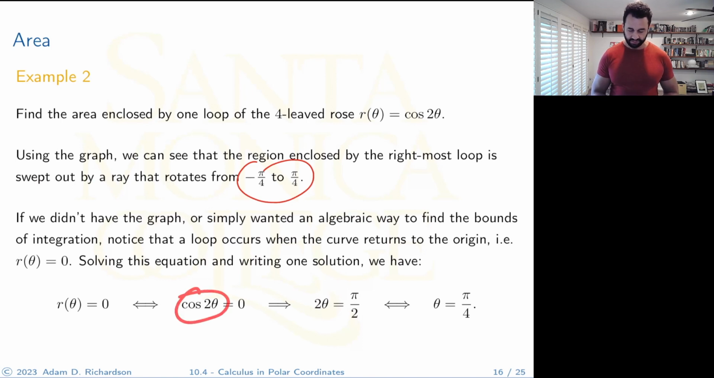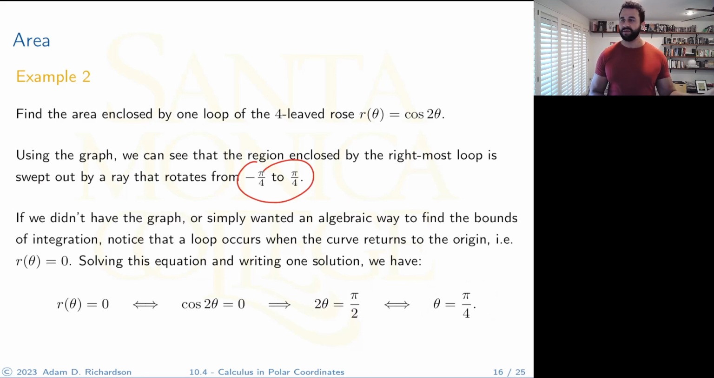That means cosine 2 theta is equal to 0, which means 2 theta equals pi over 2, which means theta equals pi over 4. And then there are multiple repeats, right? So normally you could say this would be plus 2k pi, divide by 2, you get plus k pi, and so on. So you can find all these solutions, and pi over 4 is the first solution.